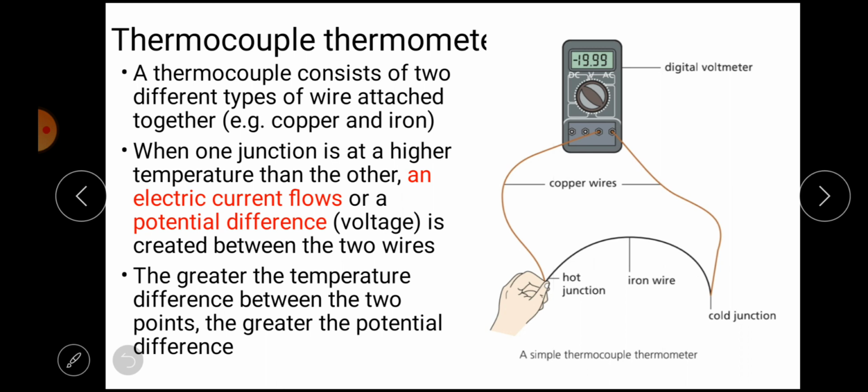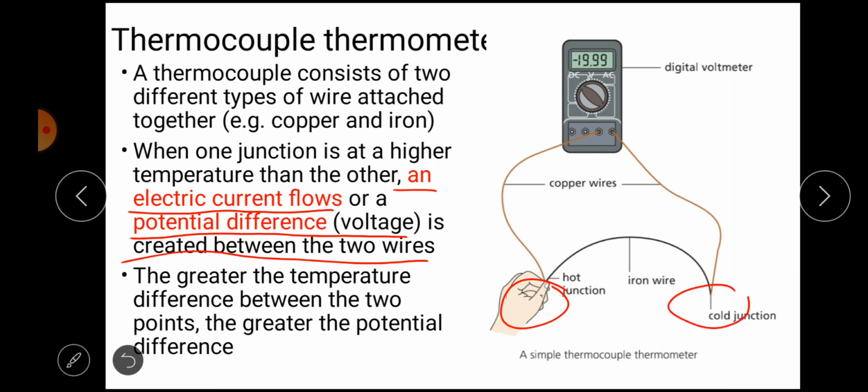When one junction is at a higher temperature than the other, please note that an electric current flows, or a potential difference or a voltage is created between the two wires. So when this one is hot and this one is cold, what happens? There will be an electric current generated, or a potential difference generated, and this can be detected here by the voltmeter. So it shows some reading.